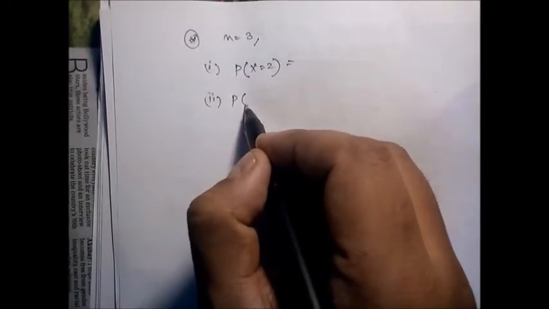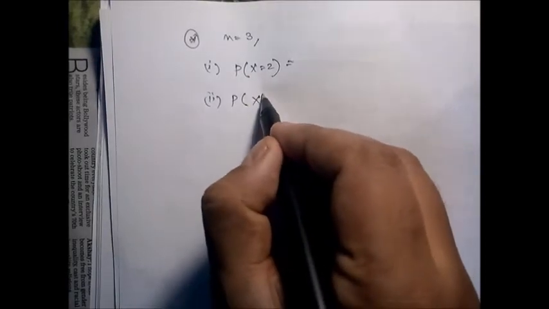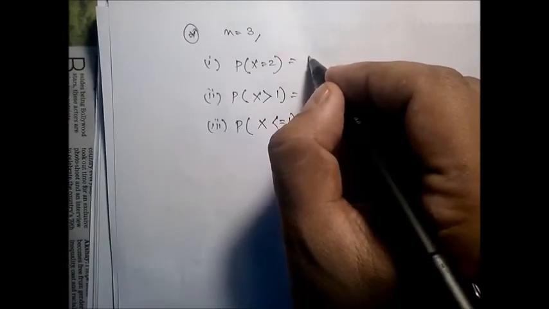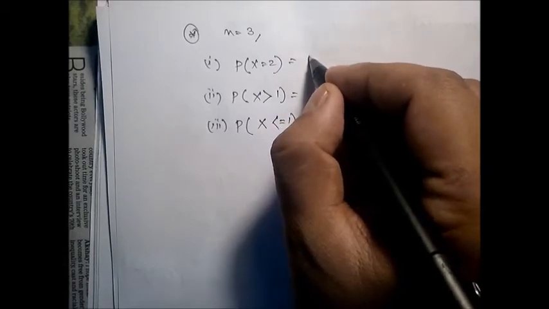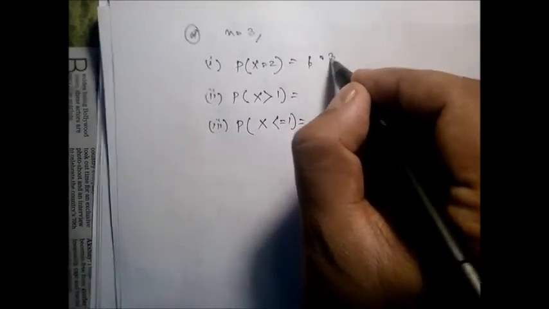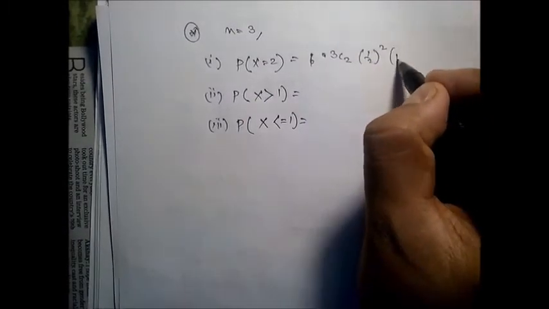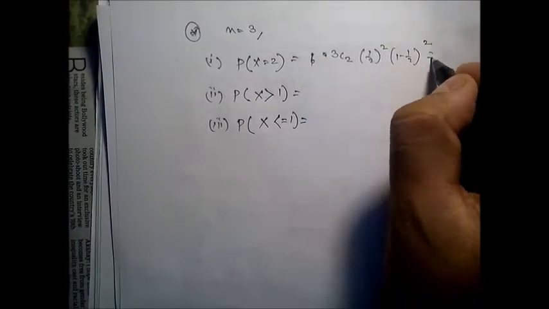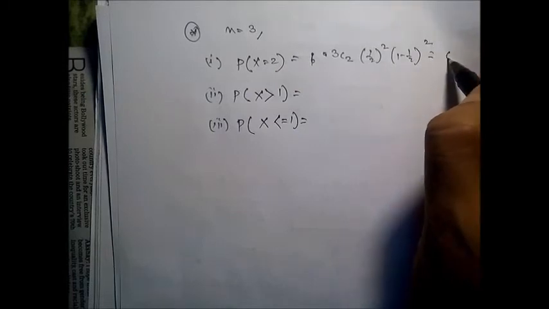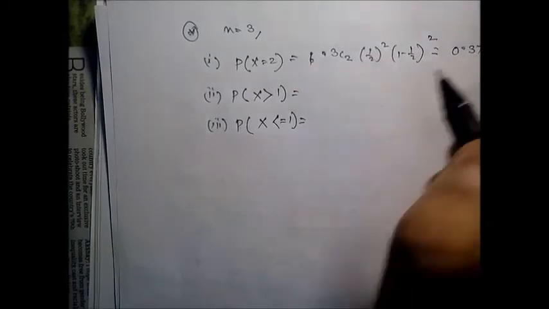Second, more than 1 head. So x should be more than 1 head. For 2 heads, we can write 3C2 (1/2)^2 (1 - 1/2)^1. Okay, so the answer is 0.375.